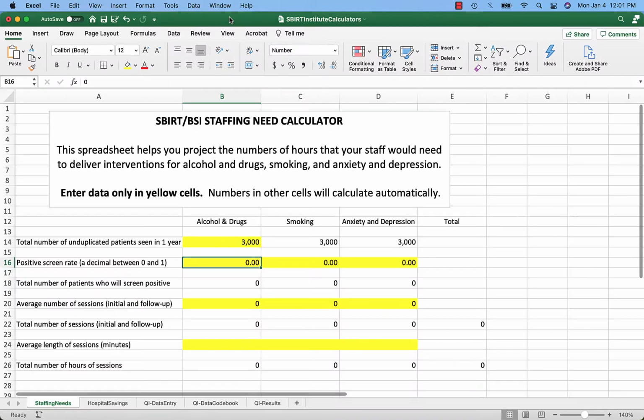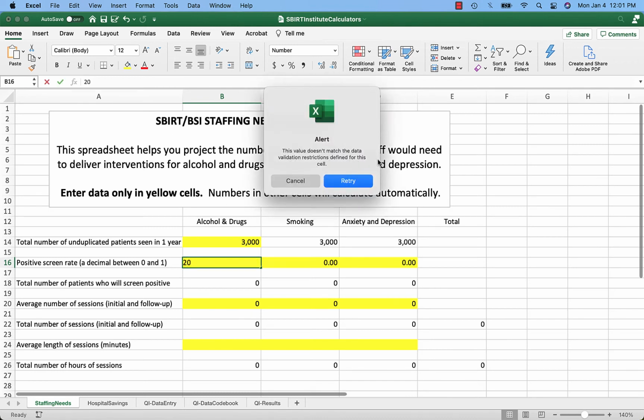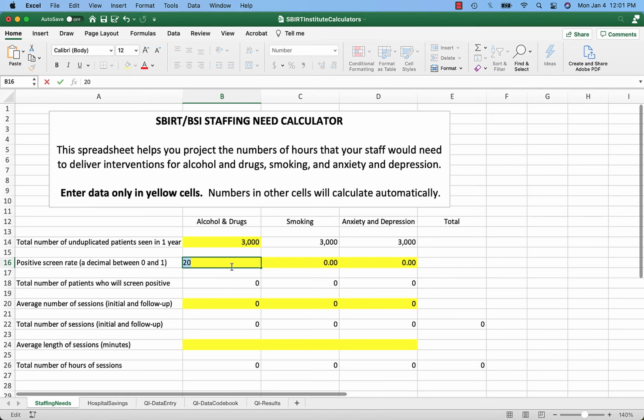When you enter prevalence data or positive screen rates, please convert percentages to decimals. So if the prevalence is 20%, enter 0.2. If you don't enter a decimal between 0 and 1, you'll get an error message like this. I'm going to enter 0.3 for alcohol and drugs, 0.2 for smoking, and 0.4 for anxiety and depression. If your program will only address alcohol and drugs, please enter 0 for the other behavioral conditions.